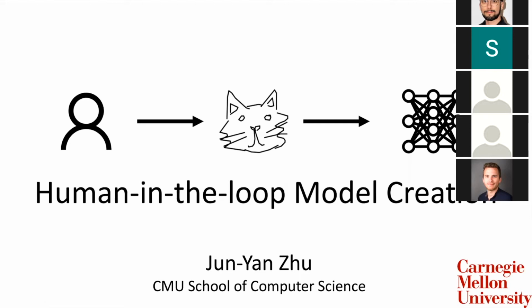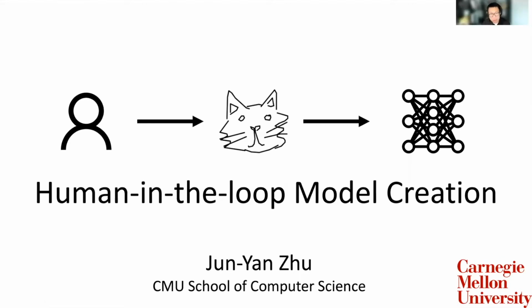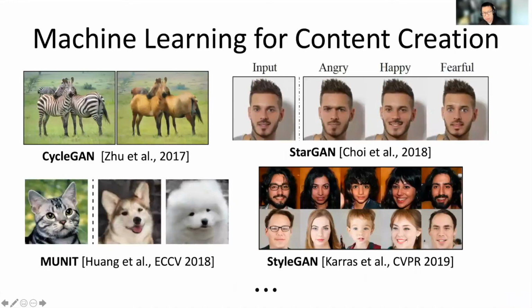Yes, thanks for a nice introduction. Today I will talk about some recent work on human-in-the-loop model creation. Just to give you some context of the work: machine learning has revolutionized content creation, which allows us to create new images in different ways. Here are just a very small sample of the great work people are doing, including some of our own work and some other works from the community.